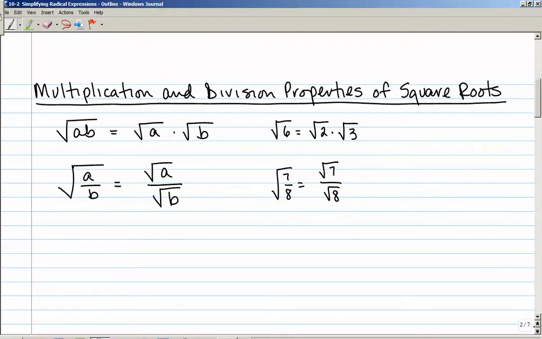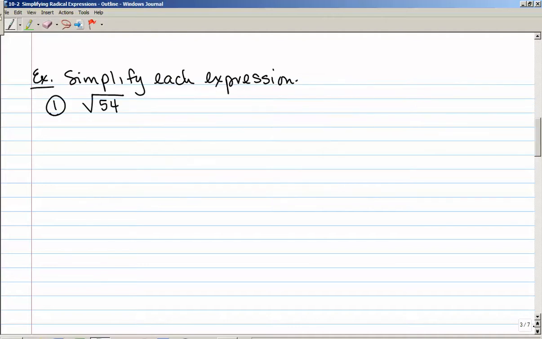So here's a couple properties of square roots, the multiplication and division properties. The square root of a times b is equal to the square root of a times the square root of b. For example, the square root of 6 is equal to the square root of 2 times the square root of 3, because 2 times 3 is 6. The square root of a divided by b is equal to the square root of a divided by the square root of b. So for example, the square root of 7/8 is equal to the square root of 7 divided by the square root of 8. Let's take a look at a couple examples of how we can simplify these expressions.